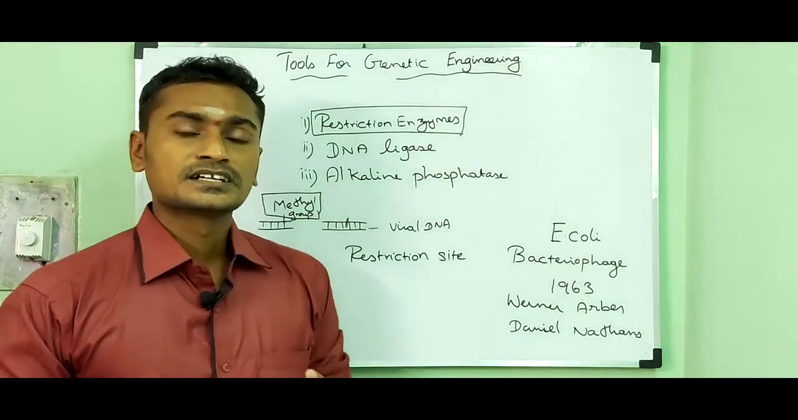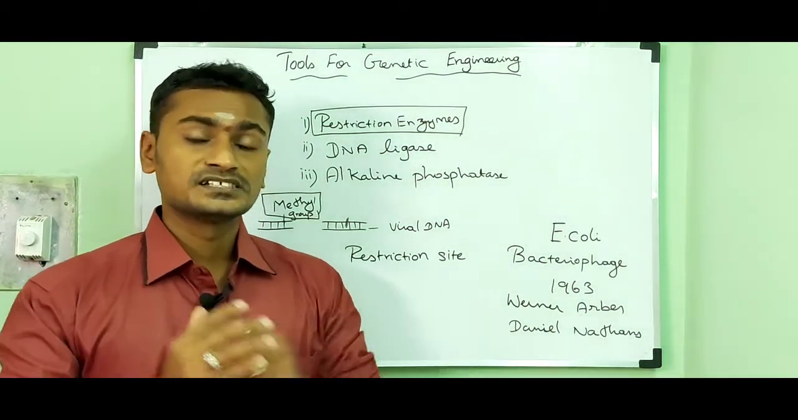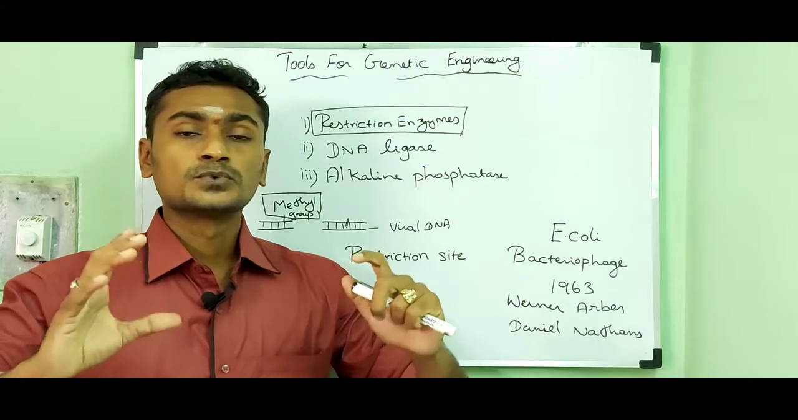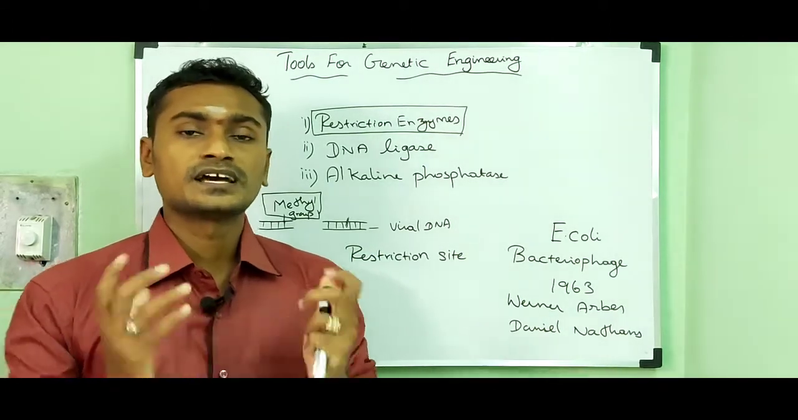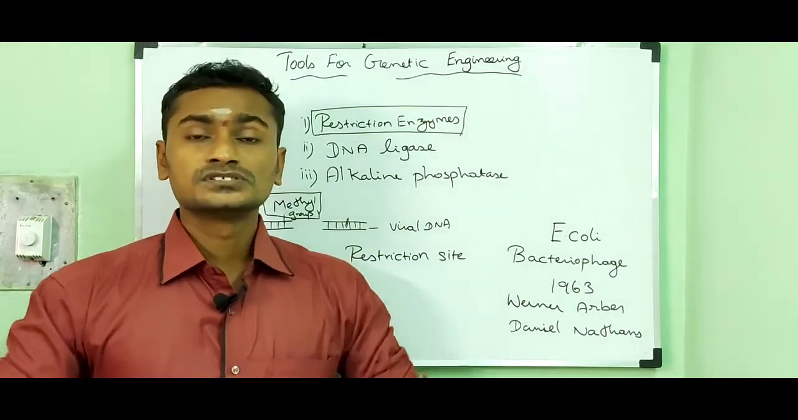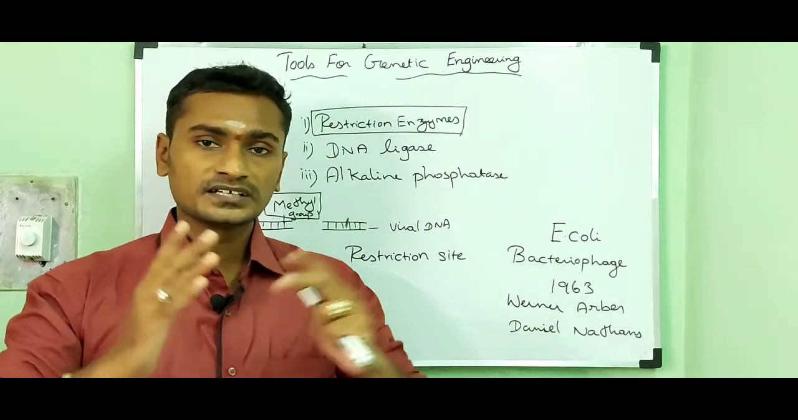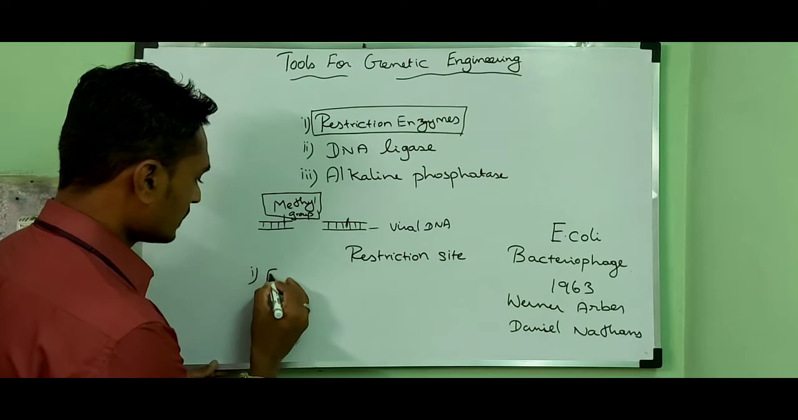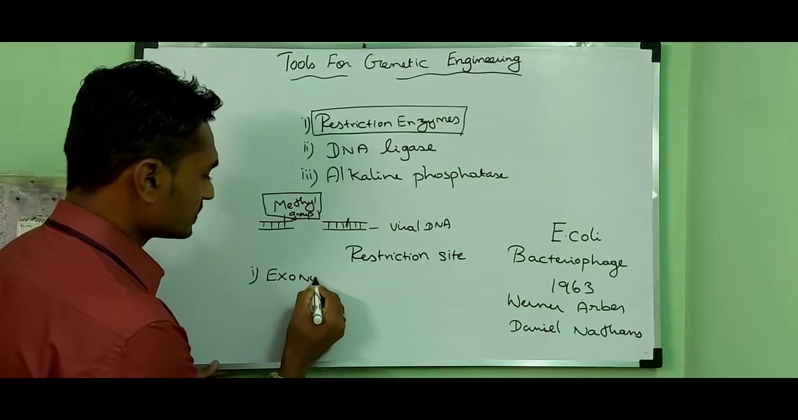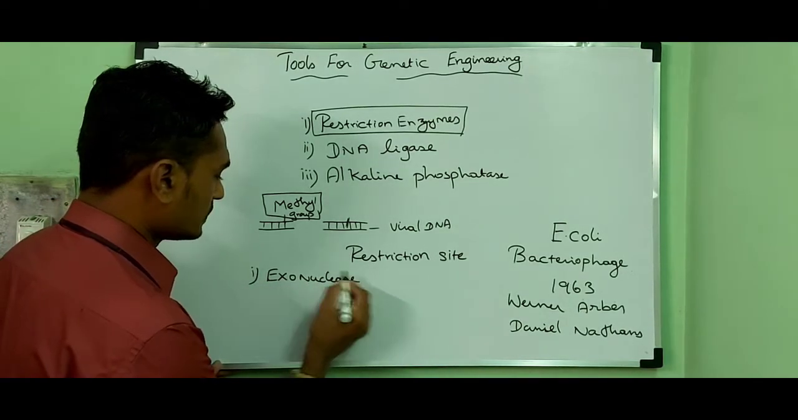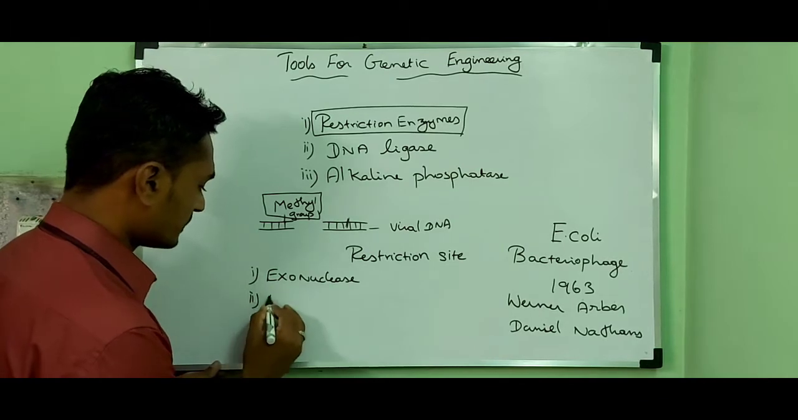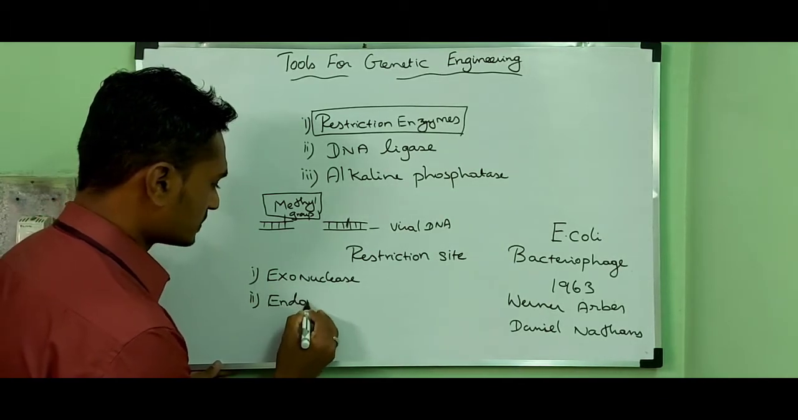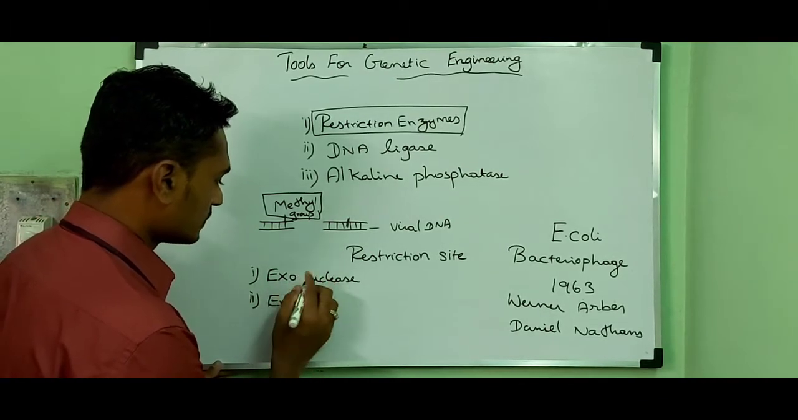Then there are two types of restriction enzymes based on their mode of action. We can classify restriction enzymes into two types: exonucleases and endonucleases.